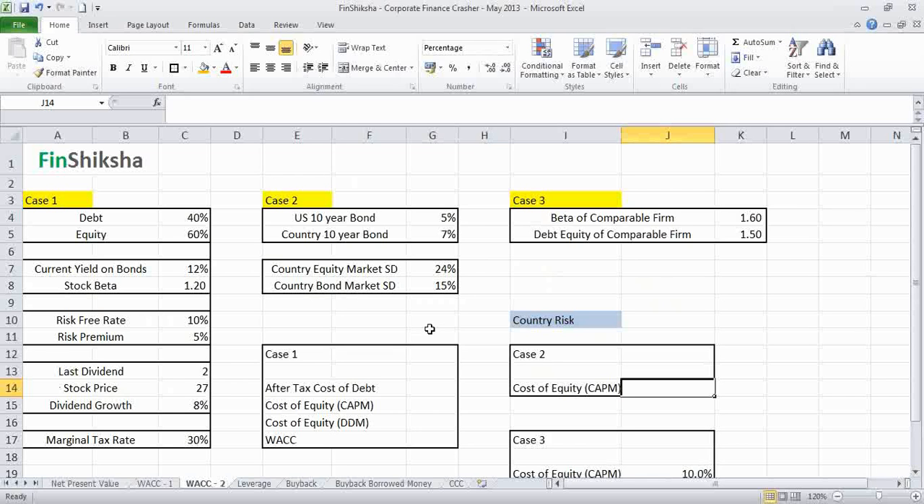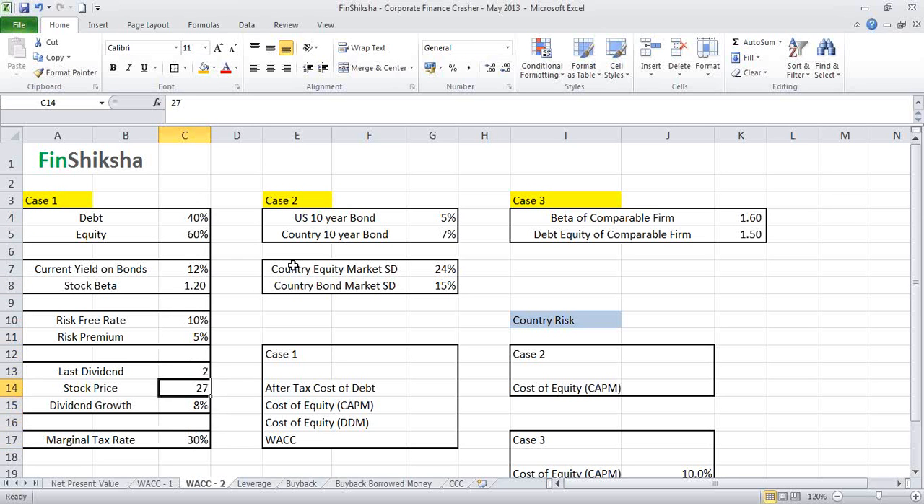So we have data given around a company and there are three cases that we are taking. The first is a straightforward case. I am just keeping preference capital out of this to keep things slightly more understandable and simple. Debt ratio is 40%, equity ratio is 60%. So effectively, debt equity you can calculate is 0.66 or whatever. Current yield on the bonds is 12%, stock beta is 1.2.